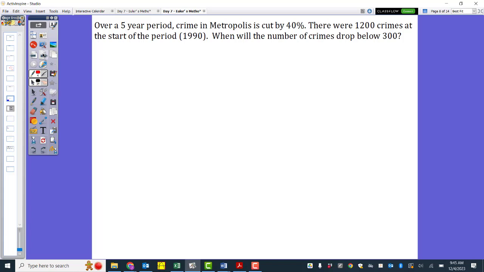Over a 5-year period, crime has dropped by 40%. There were 1,200 crimes at the start, so that's telling us 1,200 is our initial. When will the number of crimes drop below 300? So we're looking for when this is going to be 300. The issue is we don't know k, and that's where this first bit of information comes from. We do know that after a 5-year period, it was cut by 40%. So that means 60% of the crime is left.